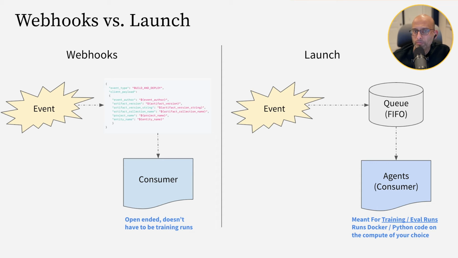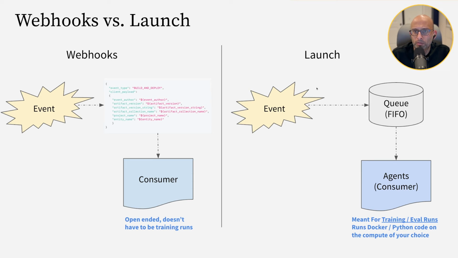The other thing you can do with webhooks is build tools on top of Weights and Biases. So webhooks is a general purpose, flexible paradigm that allows you to do anything you want. It's very flexible. You have to catch this payload, and based on the payload, you decide what to do. You can download the artifacts. You can do whatever you need to do.